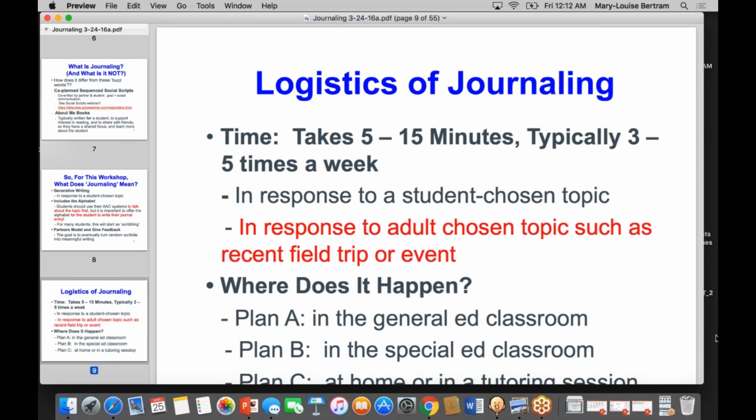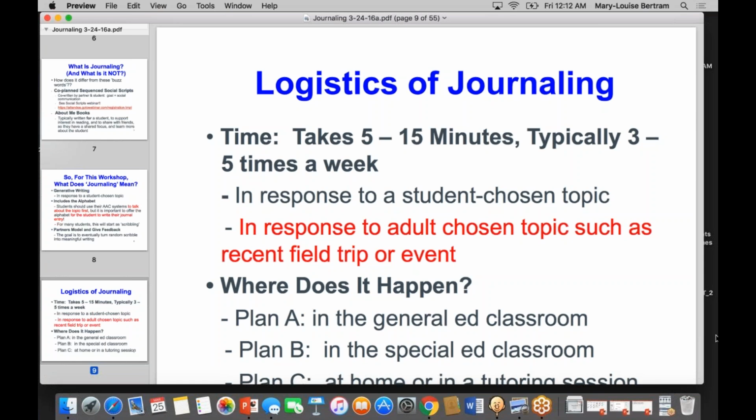So the logistics of journaling. When does it happen? What do you do? In some classes, it's just on Mondays. But, okay, on Mondays we write about what we did on the weekend. In other classes, it might be 3 to 5 times a week, depending on how the teacher and the team decide to do it. It usually takes between 5 and 15 minutes.